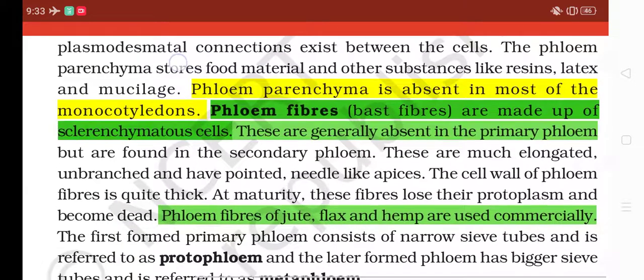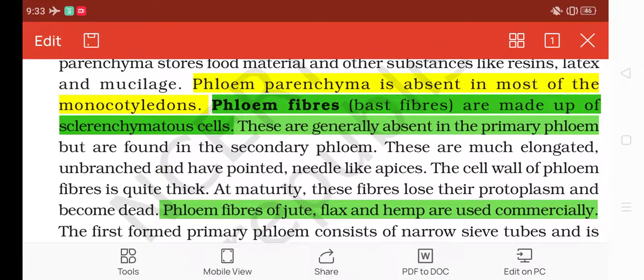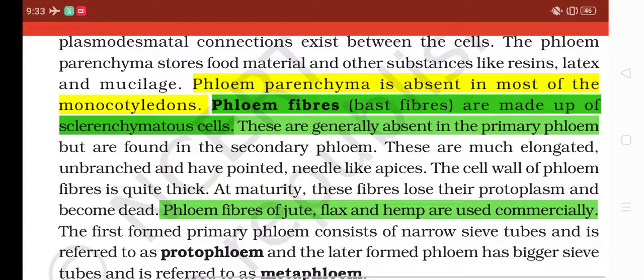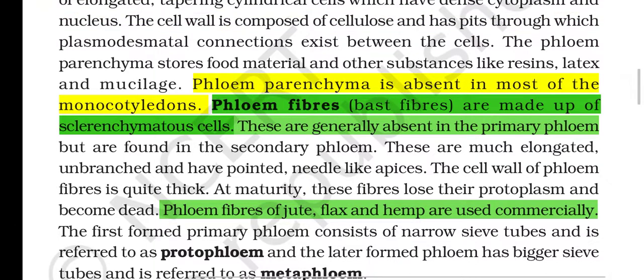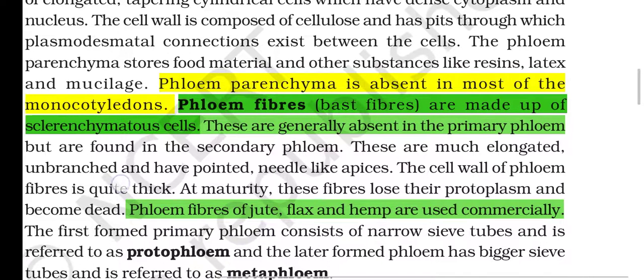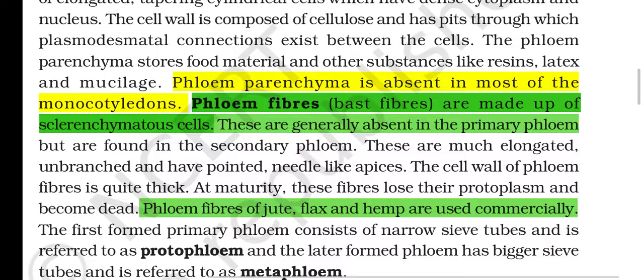Phloem fibers, bast fibers, are made up of sclerenchymatous cells. These are generally absent in the primary phloem but are found in the secondary phloem. These are much elongated, unbranched, and have pointed needle-like apices. The cell wall of phloem fibers is quite thick. At maturity, these fibers lose their protoplasm and become dead. Phloem fibers of jute, flax, and hemp are used commercially.